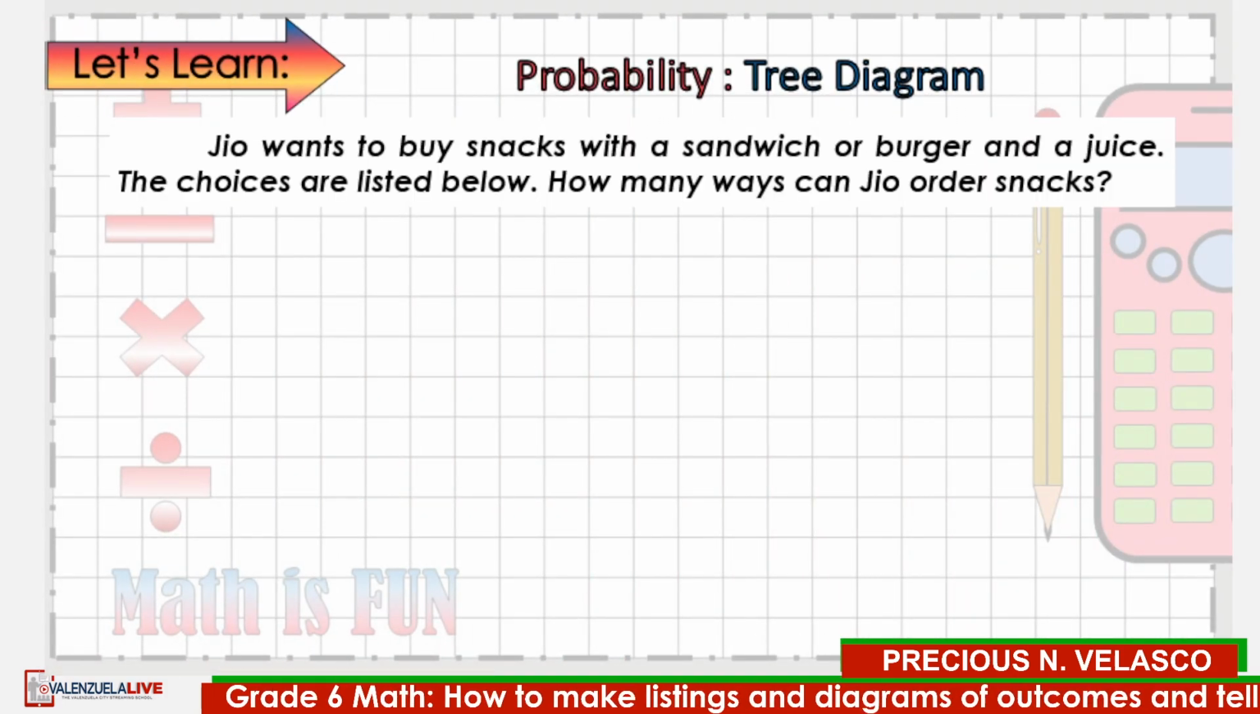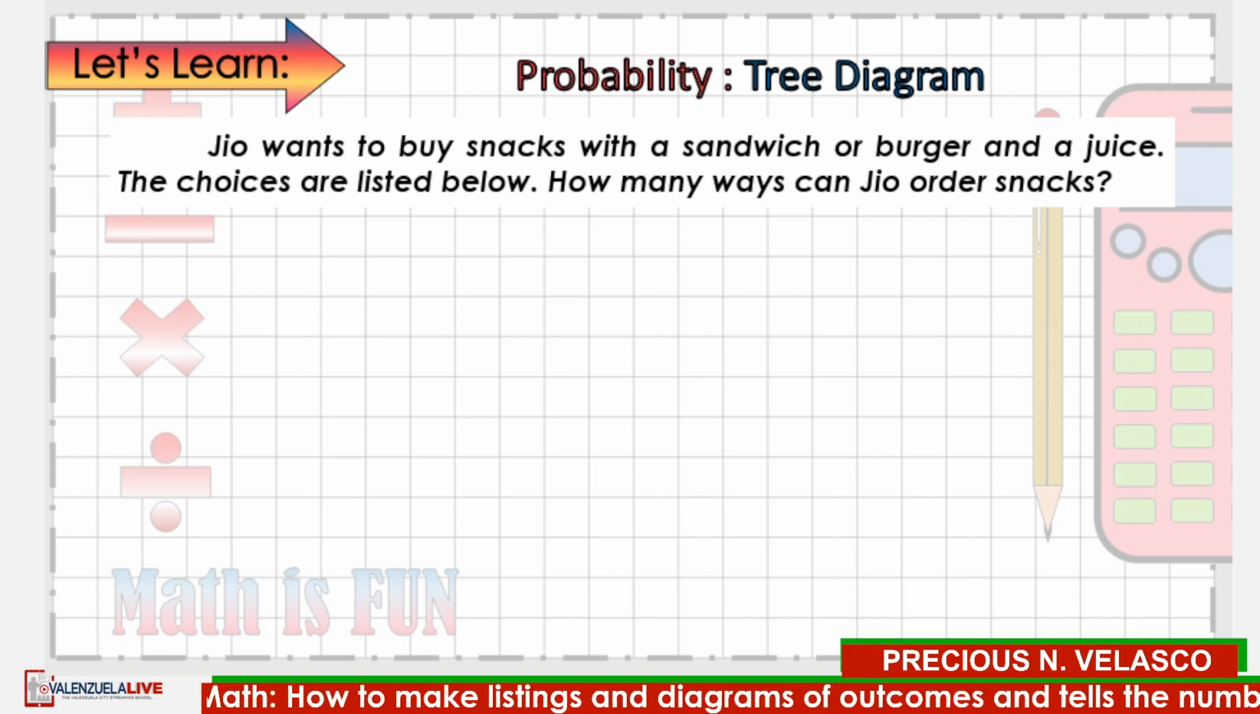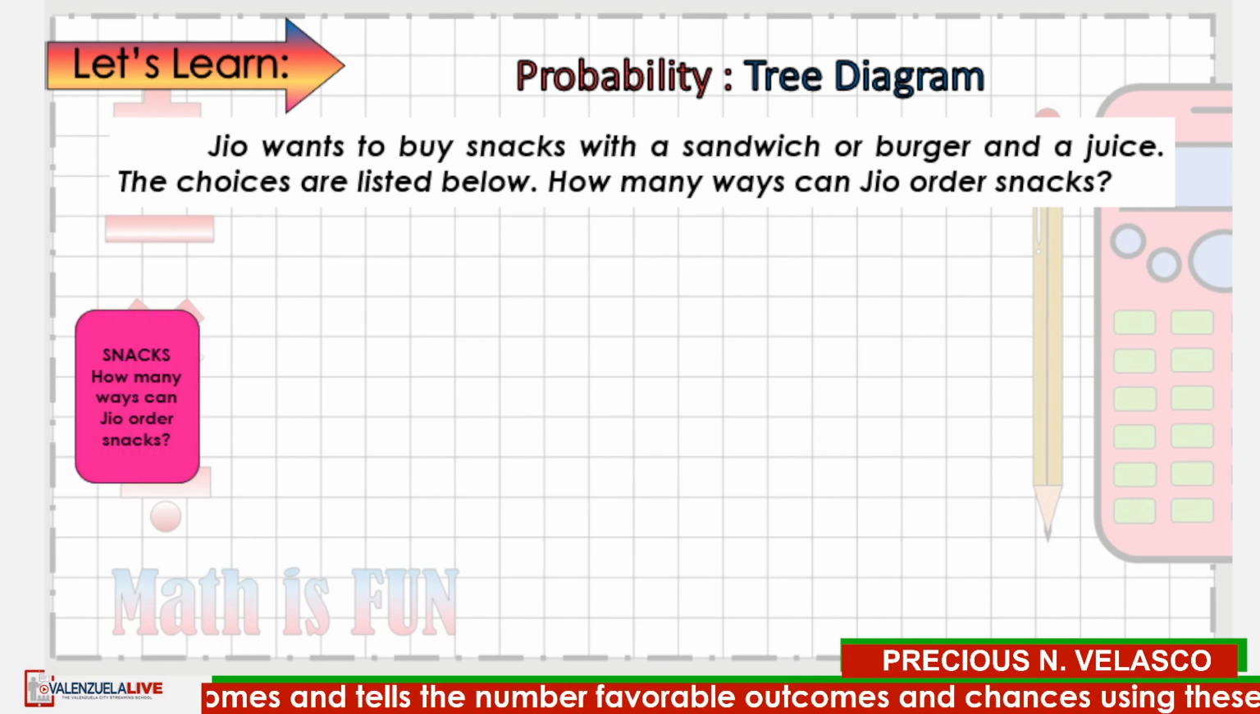Next, let's try a tree diagram. A tree diagram is a tool that helps calculate the number of possible outcomes of an event or problem and to cite those potential outcomes in an organized way. So let's try again Gio's problem about the snacks. We are going to find how many ways Gio can order snacks.